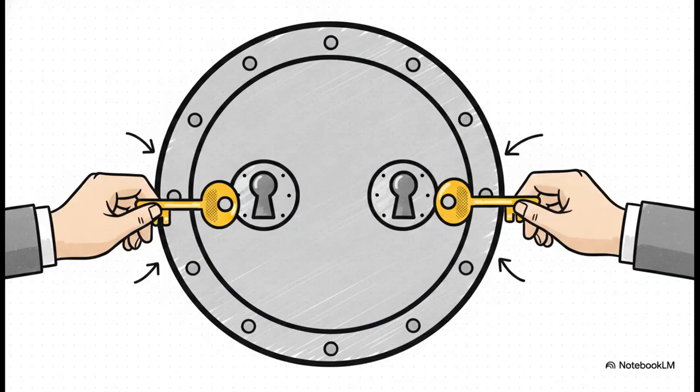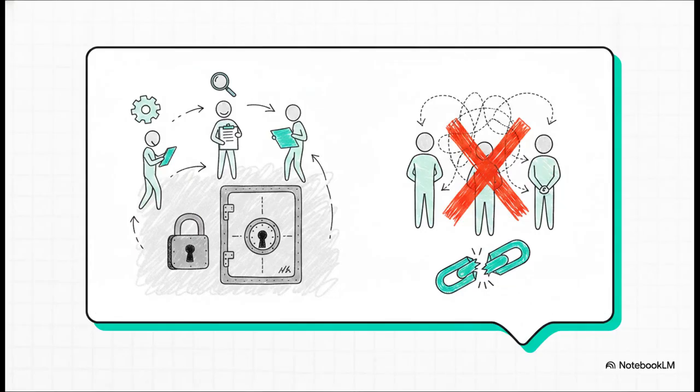Think of a bank vault. Opening it requires two managers turning two separate keys simultaneously. That rule isn't there because managers are thieves. It's there so failure literally requires a conspiracy.